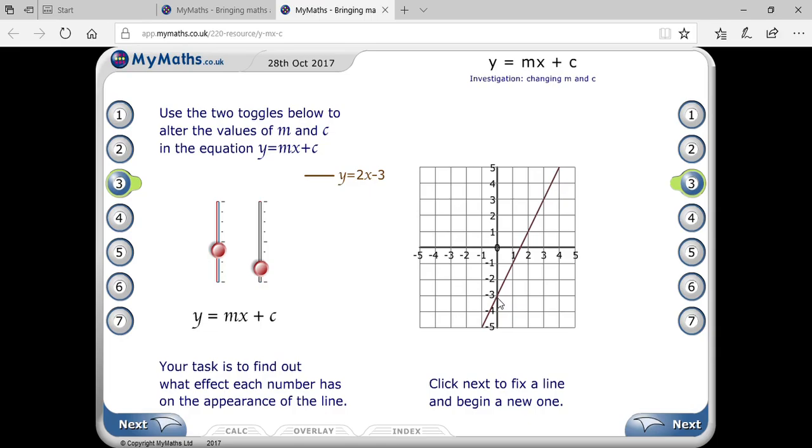They are saying your task is just to find out the effect each number has on the appearance of the line. With respect to slope, or m, m defines how much angle your line creates with respect to the x-axis. And the intercept doodle explains where the graph will cut the y-axis. They are saying click next to fix the line and begin a new one.